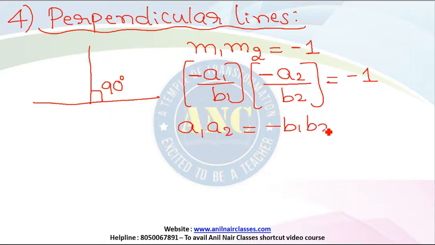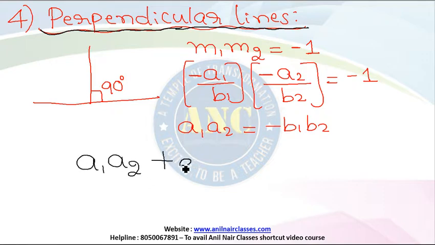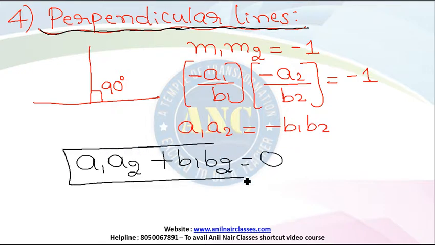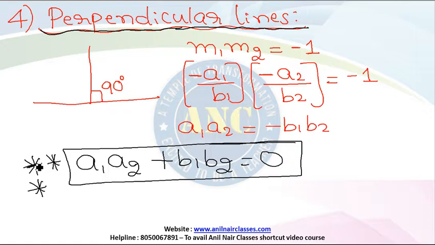Very important point: the condition for any two lines to be perpendicular is that a1 a2 plus b1 b2 should definitely be equal to 0. Shift the minus b1 b2 from the right hand side to the left hand side, and it becomes plus b1 b2. The condition for any two lines to be perpendicular is a1 a2 plus b1 b2 is equal to 0. I hope you are very clear with the logic and the concept I am teaching you.